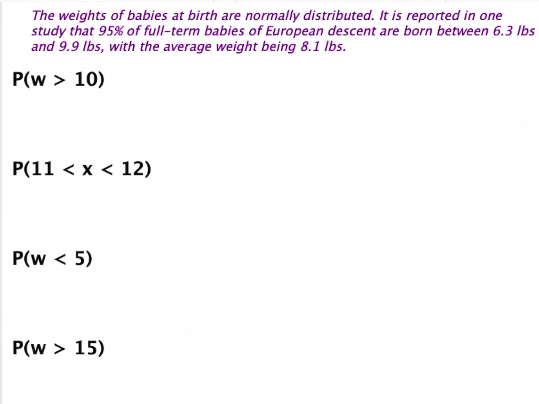Let's go back to that baby weight thing. Remember on the first slide we talked about how mu was 8.1 pounds and we figured out that the standard deviation was 0.9. I'm going to show you another way to find these probabilities not using the table. We'll practice again using the table too. So one way to figure out the probability that a weight is above 10 pounds would be finding that z-score.